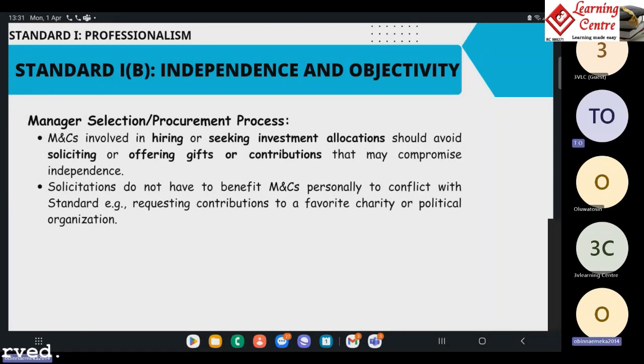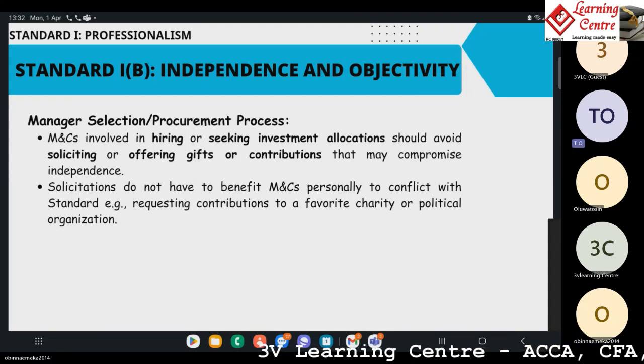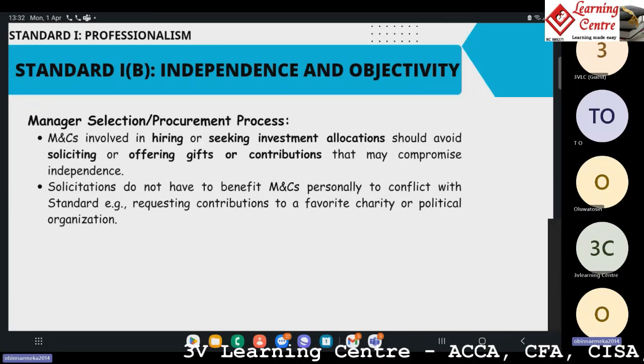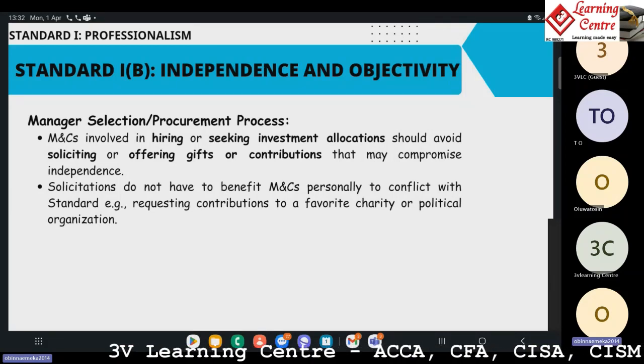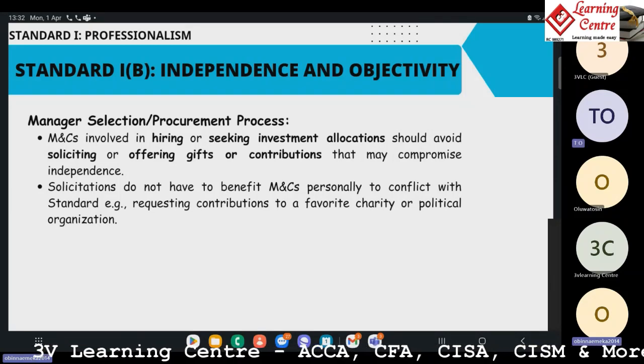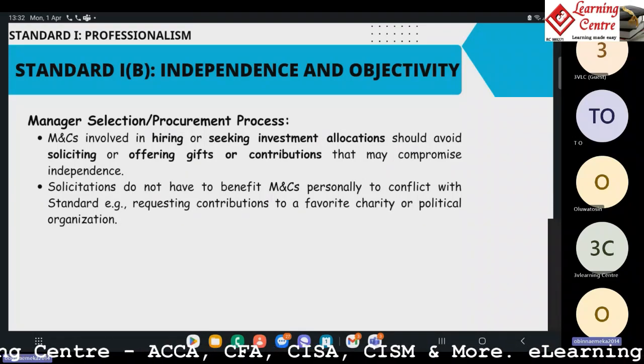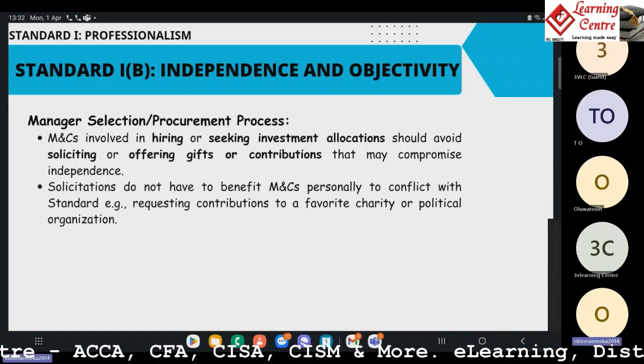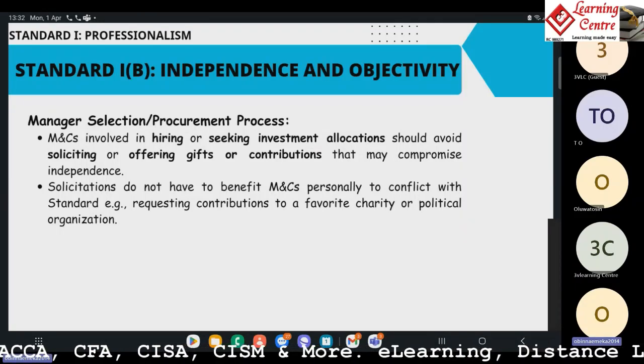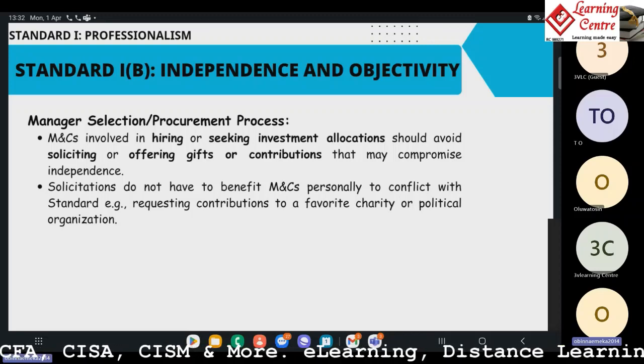Whether you're a candidate or a charter holder, the Code of Ethics and Standards of Professional Conduct applies to both. In fact, in some of the questions, when you start solving them, you'll see that some of them use candidate, as in a CFA candidate, and some use charter holder. So it applies to you so far as you have registered.